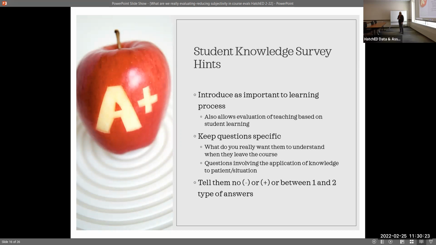Some hints about this. It's really important to me that I introduce this as important to the learning process because it allows the student to self-reflect. It's also important to me because it gives me a sense for how I'm doing on each of my course outcomes. And I'll talk about specific examples of that, but the questions need to be quite specific, but not so specific that you have 100 different outcomes that you're trying to assess. So there's a fine line, and I have found course outcomes to be a good indicator of that for me.